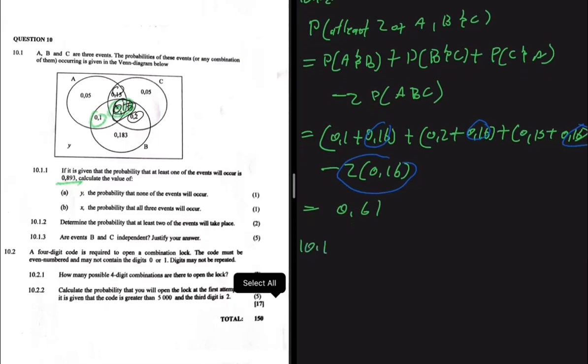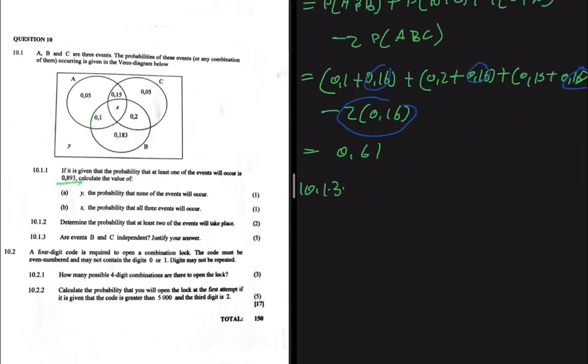Let's do 10.1.3. So 10.1.3 is saying are events B and C independent? Justify your answer. We have solved a very similar problem in the past, right? So what we have to do now is stick to the definition. What does it mean when two events B and C are independent? By definition, two events B and C are independent if the probability of B and C is equal to the probability of B multiplied by the probability of C, right? So let's go ahead and look for the probability of B and C.